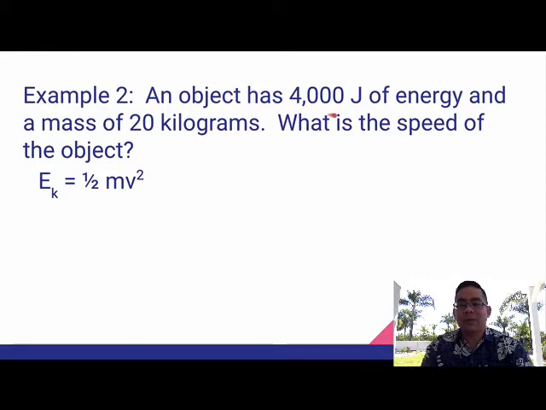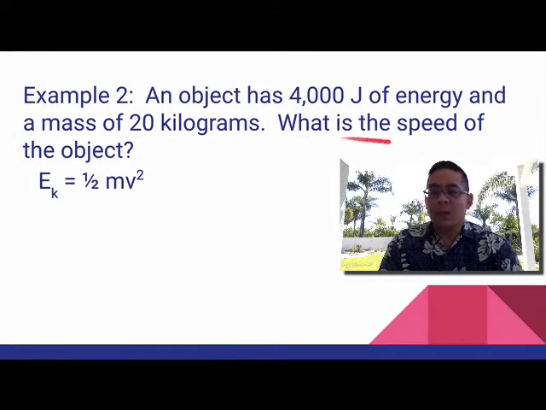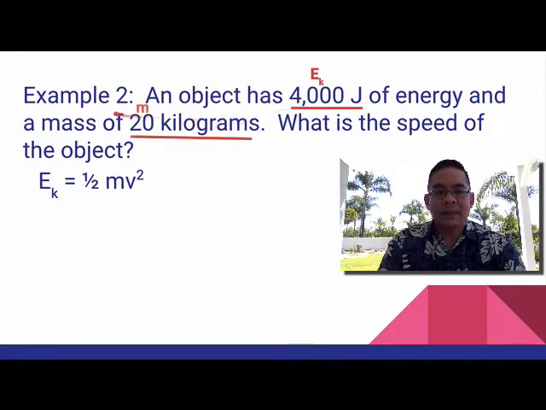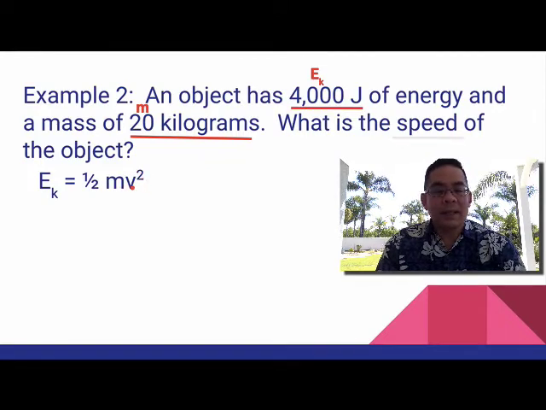All right, example 2. An object has 4,000 joules of energy and a mass of 20 kilograms. What is the speed of the object? In this case, we're given the kinetic energy and we are also given the mass. So here I've got the EK and I also have the m, and my goal is to find the speed, which is the v. Then I just plug in the numbers.